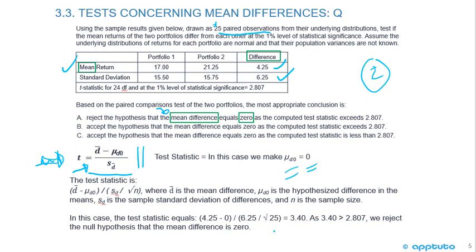This question is not too difficult. They've given you 4.25, the difference, minus 0, divided by 6.25 divided by the square root of 25. So we're going to calculate 3.4. As 3.4 is greater than the critical value, we can reject the null hypothesis that the difference is 0. And so the correct answer is A. We're going to reject the hypothesis that the mean difference equals 0, as the computed test statistic indeed does exceed 2.807. So that one's not too bad.